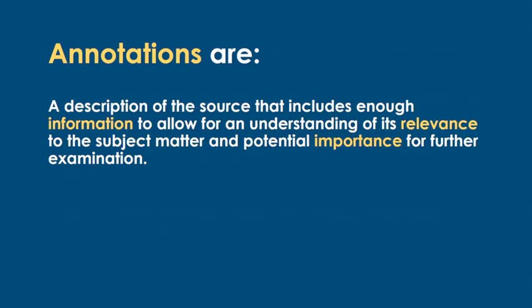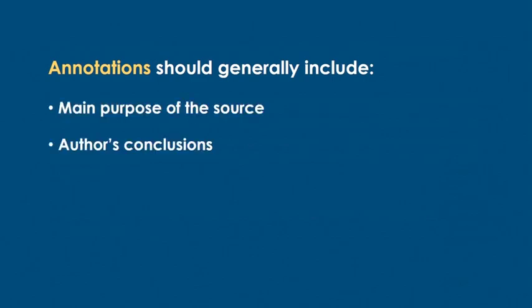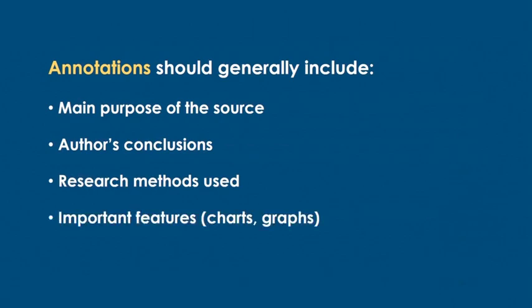Annotations are a description of the source that includes enough information to allow for an understanding of its relevance to the subject matter and potential importance for further examination. Annotations should generally include the main purpose of the source, the author's conclusions, the research methods used, any important features, such as charts or graphs, and the intended audience.